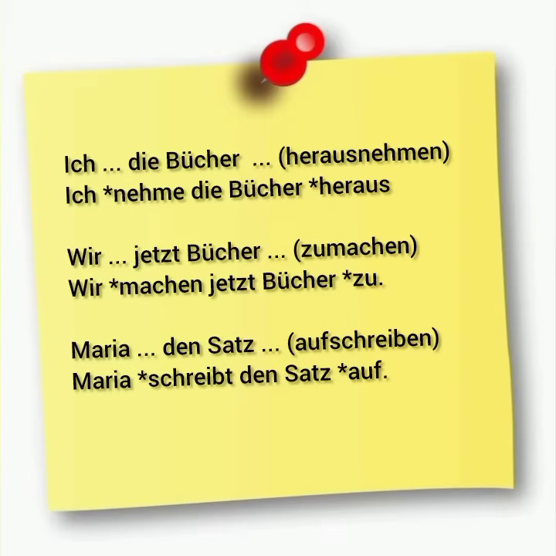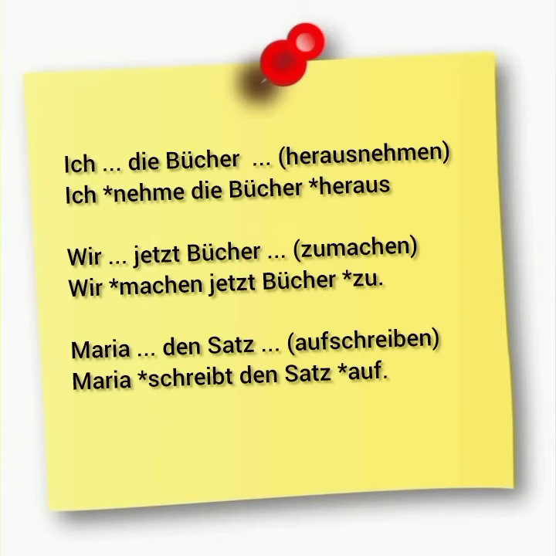Wir ___ jetzt Bücher ___. In brackets you have zu machen. Remember, zumachen is to close, a separable verb. So I remove the zu, put it at the end, and then conjugate the verb machen. So you say, Wir machen jetzt Bücher zu. We are now closing our books.